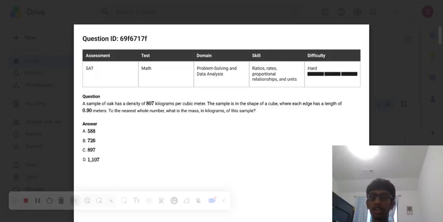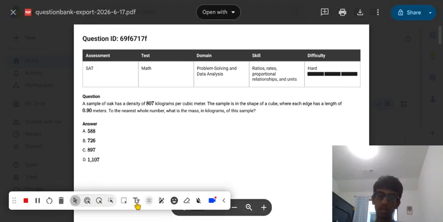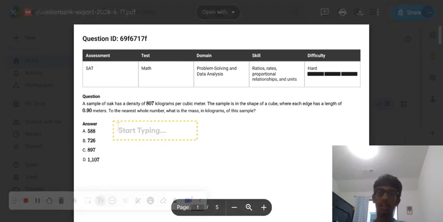Our first question is saying a sample of oak has density of 807 kilograms per cubic meter. The sample is in the shape of a cube where each edge has a length of 0.9 meters. To the nearest whole number, what is the mass in kilograms of the sample? Now, there are two ways to solve this problem, through dimensional analysis and through your formula. And in reality, they're kind of both the same thing. It's just a way of how you're looking at it.